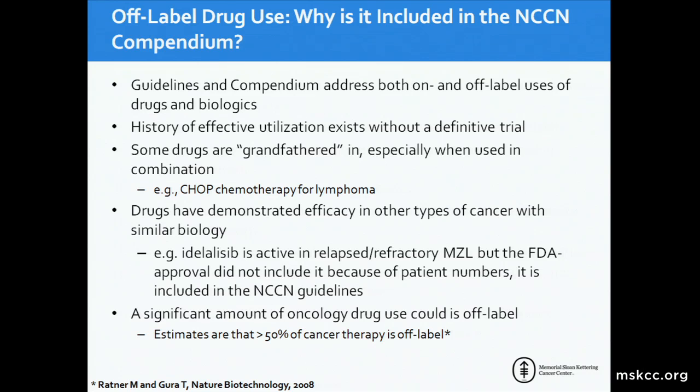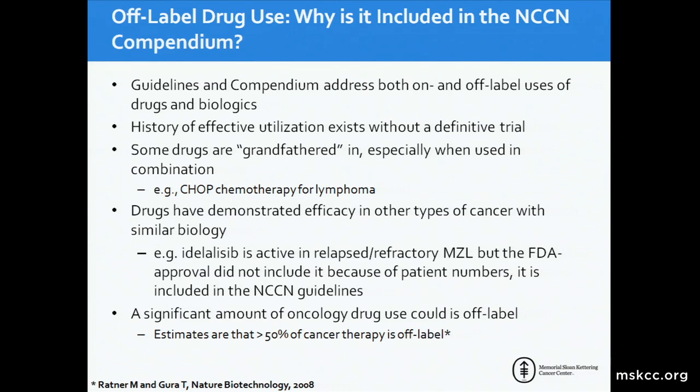Frequently and importantly, drugs are included in the compendium for off-label uses. This is actually really an important use of the compendium. Why is it? Because many nodes on a guideline, I don't care if it's lymphoma or any disease, will not necessarily have adequate numbers of patients to allow for FDA approval.